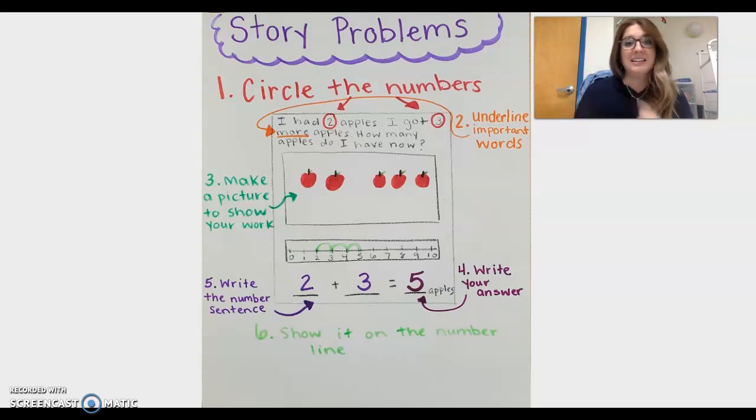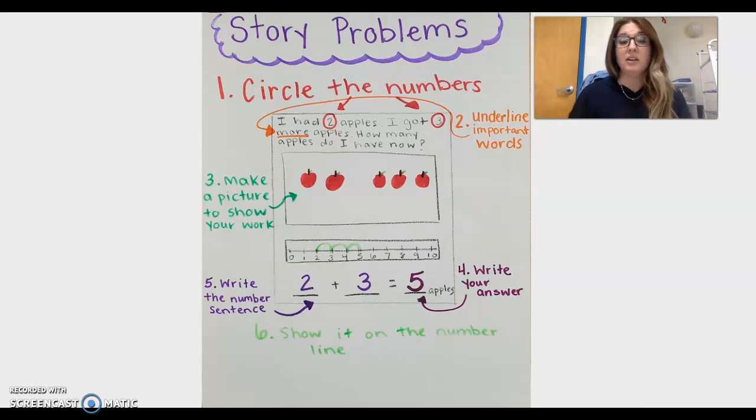Now I see that it says I had 2 apples and then I got 3 more. This is the next thing you do. You underline the important words. The important word that I see is the word more. We are going to talk about important words in just a second, but that word more is telling me that I'm going to have a bigger number than 2 or 3 when I get done solving it. So that word more means that we're gonna have greater.